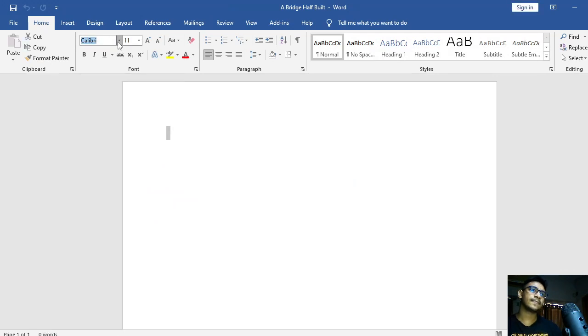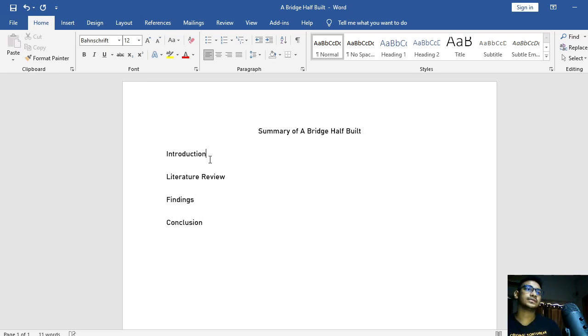Since it's not an official or academic paper that I have to submit, I select any font I like. I like this font, so I'll just write here summary of Bridge Half Built. And since it's a research paper, not a book, normally research papers have introduction, literature review, right? Findings, conclusion. There are many other sections as well. So under each of them, I may write some bullet points.